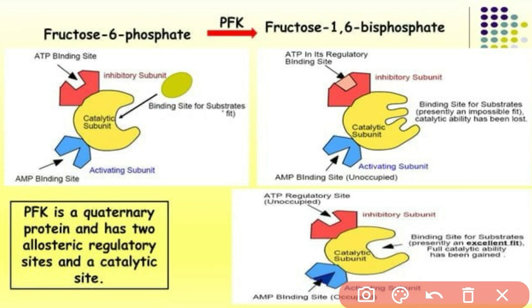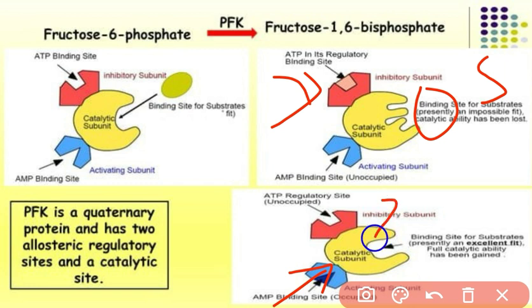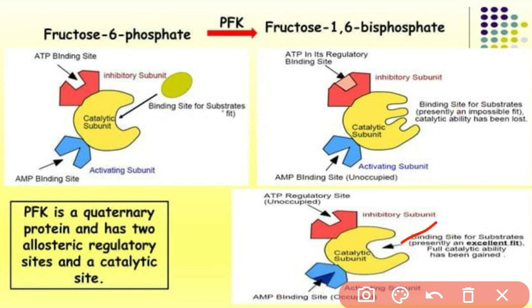When the ATP molecule binds to this allosteric site, it modifies the active site in such a way that the substrate cannot bind further. That means it inhibits the activity of the enzyme. But when AMP binds to the allosteric site, it modifies the active site in such a way that fructose 6 phosphate, the substrate, fits easily into the active site of the enzyme, and the product, fructose 1,6 bisphosphate, is formed.